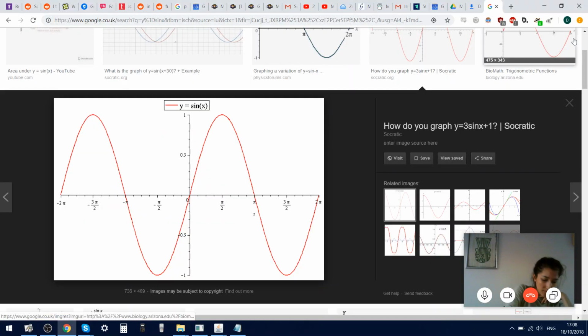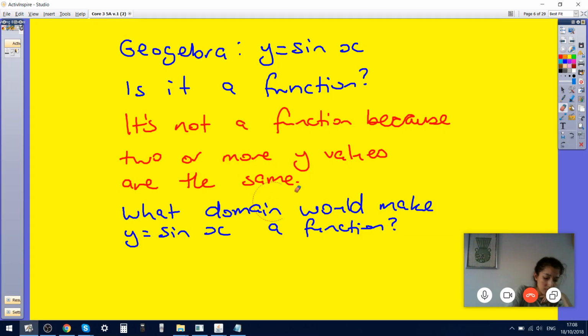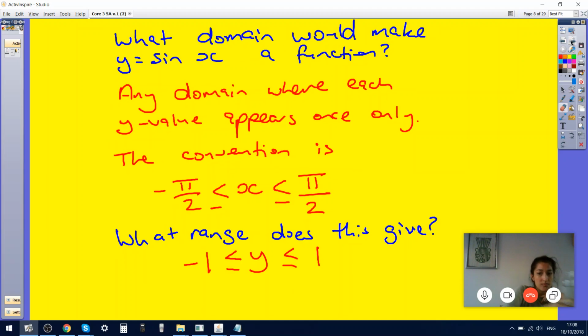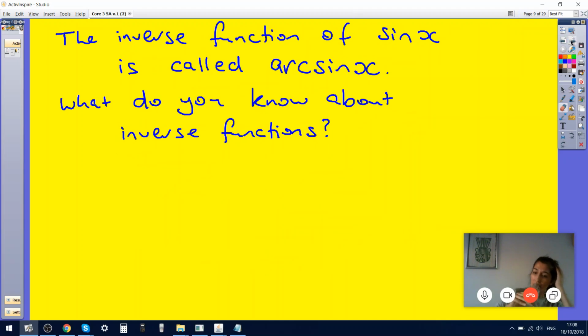You could also do from pi over 2 to 3 pi over 2, but the normal way is to take it as minus pi over 2 to pi over 2. And that would be a function. So what range does it give? Minus 1 to 1. Okay.